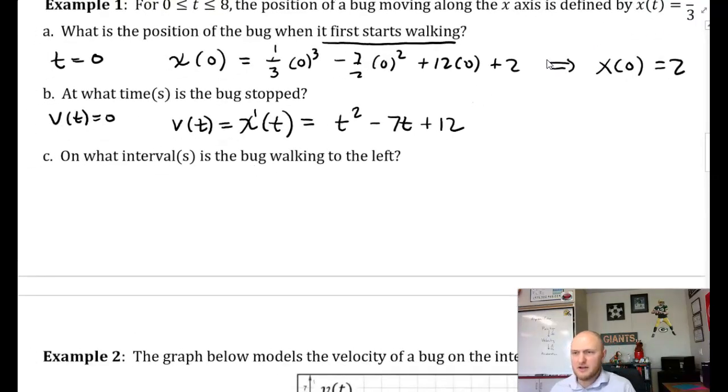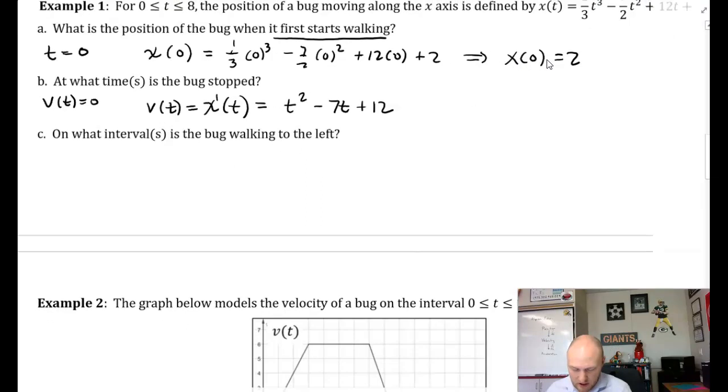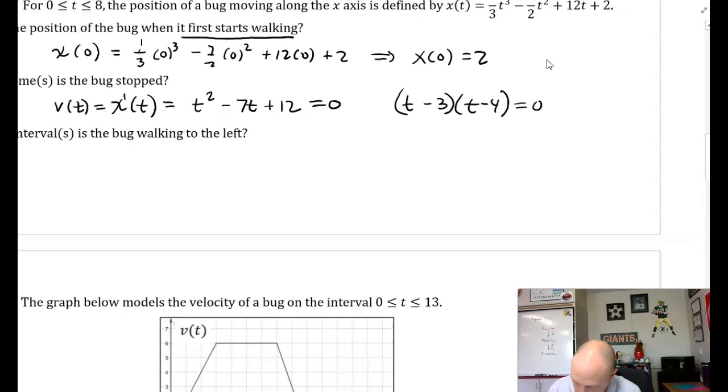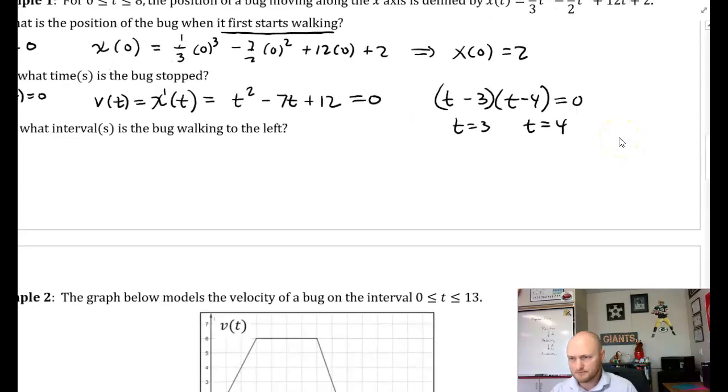Okay, so there is my velocity equation. And what I want to know is, when is this equal to 0? So I'm going to go ahead and factor this. This is t minus 3, t minus 4 equals 0, which implies that t is equal to 3 and t is equal to 4. Okay, so the bug is stopped at t equals 3 and t equals 4.